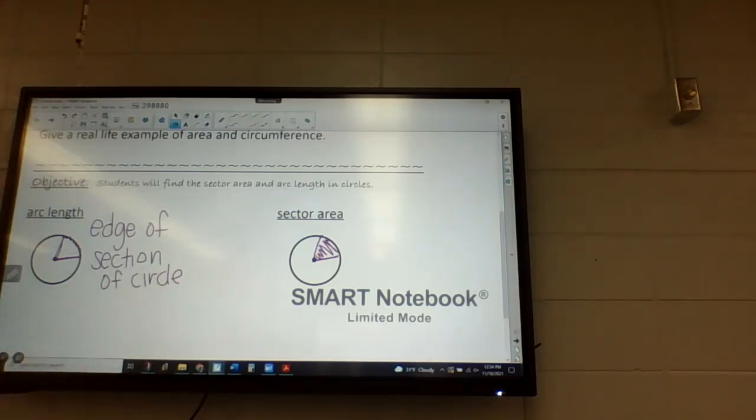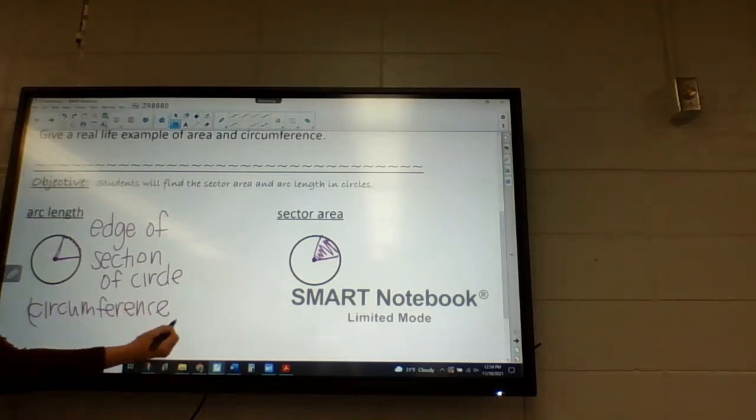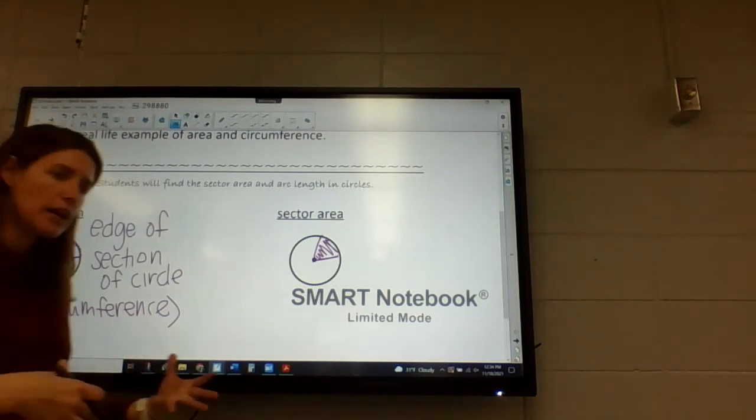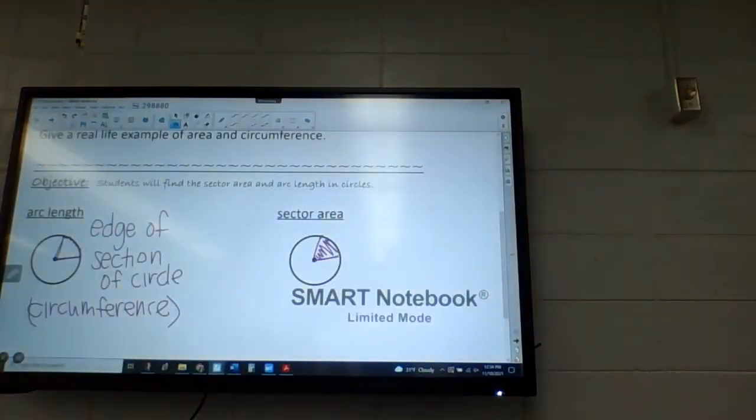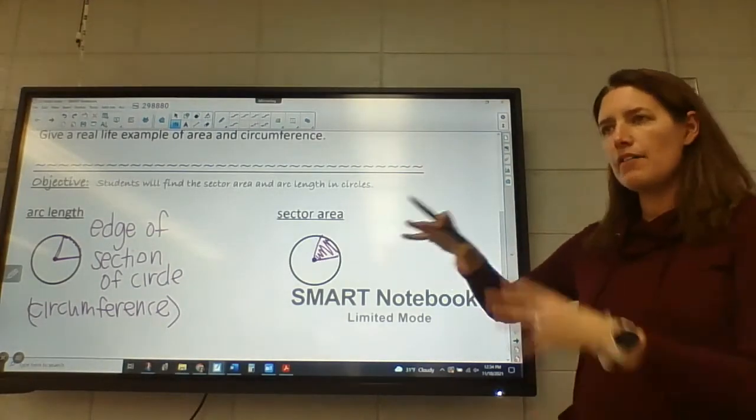So the arc length, and now arc length and circumference go together. So it's part of the circumference. Whereas sector area goes with the area of a circle because it's part of the whole pie. Like again, talking about the whole thing being covered. So this is the top of that section.